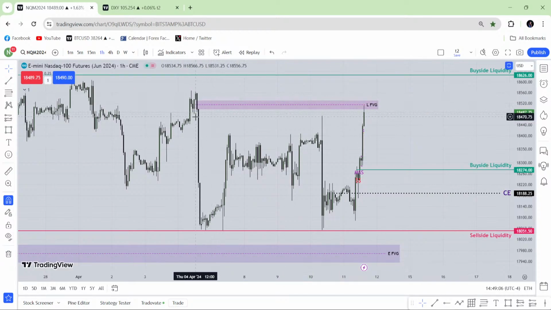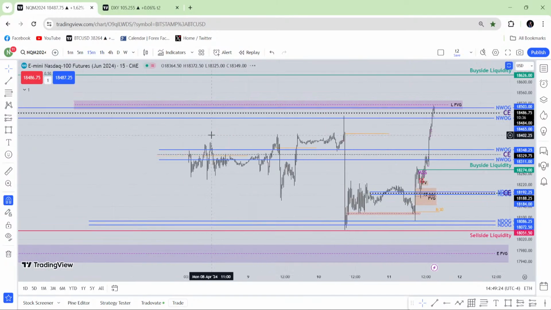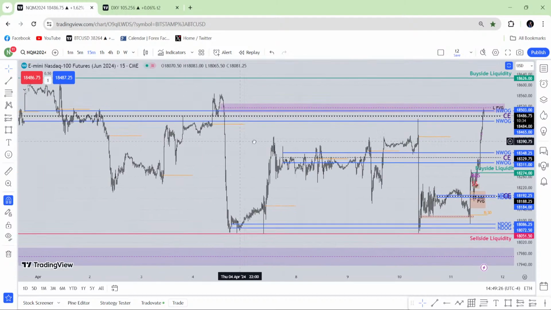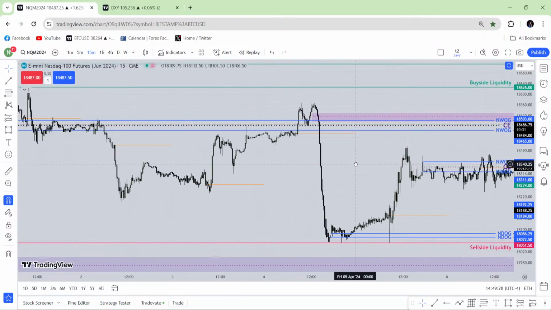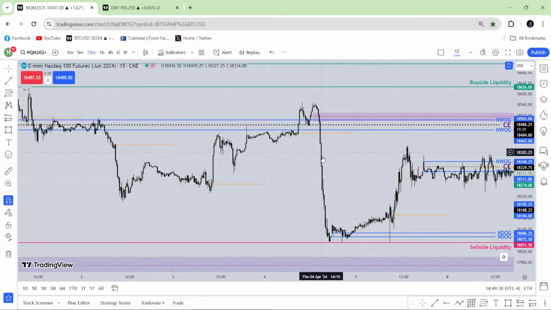It actually came to the hourly last fair value gap, so you will expect a reaction. I have already made a video about reaction and reversal. So this is the reaction, okay? Be careful about the last fair value gap from the 15-minute chart or hourly chart. Why the hourly chart? Just go to your 15-minute chart.